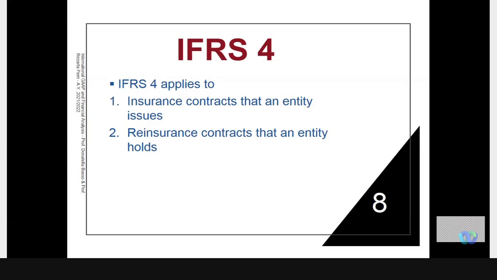This means that in case you are a producing company or merchandising company and you are holding insurance contracts, you are not issuing them, you are holding them, this does not make you eligible to apply IFRS 4. IFRS 4 is applied only by companies that have either issued insurance contracts or hold reinsurance contracts. Now, what is the second one?